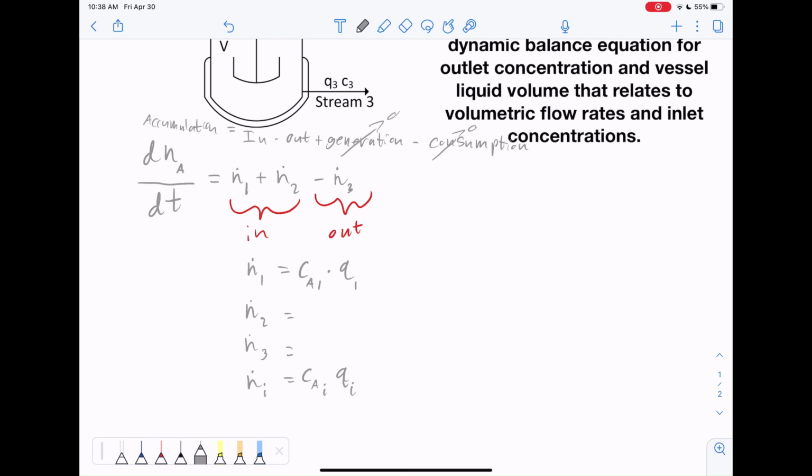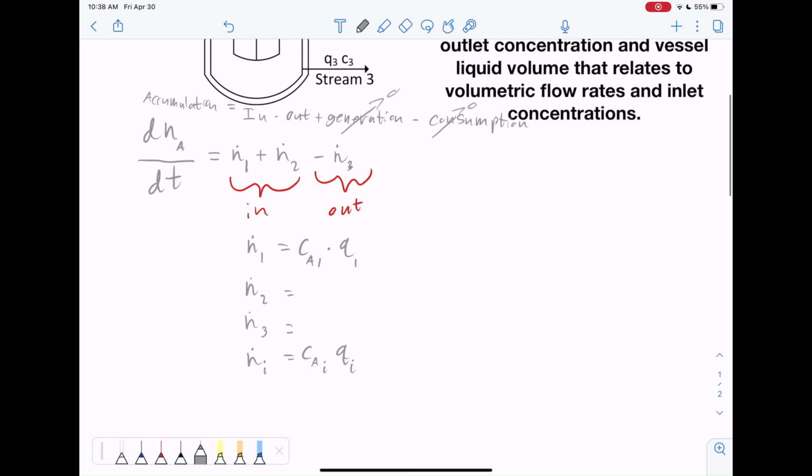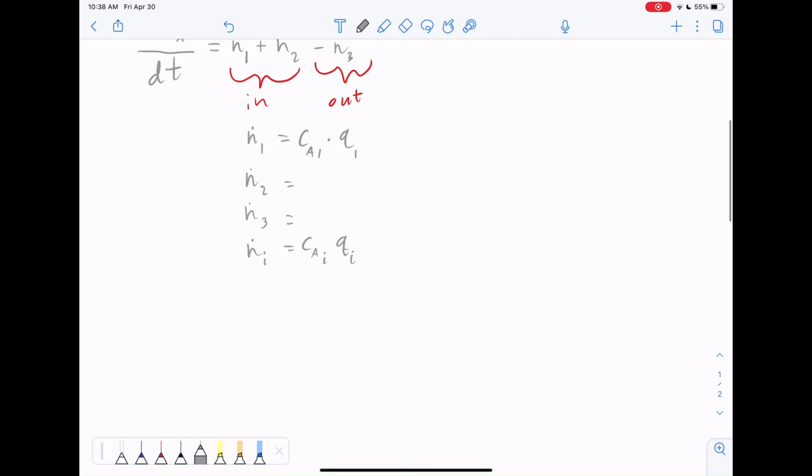So then we can make a concentration balance just by separating out the terms in our balance. So we'll go ahead and write dCA times V, we have a constant here, dt, is equal to CA1 Q1 plus CA2 Q2 minus CA3 Q3.